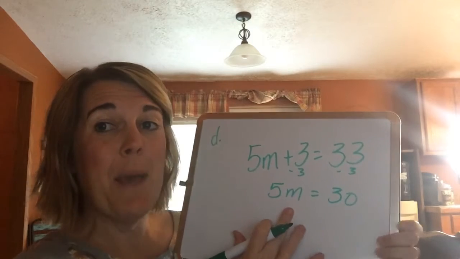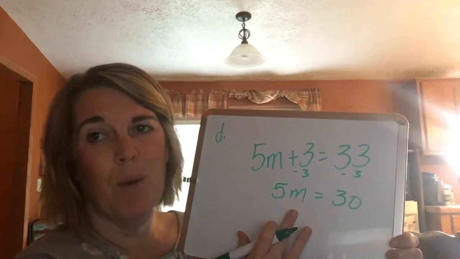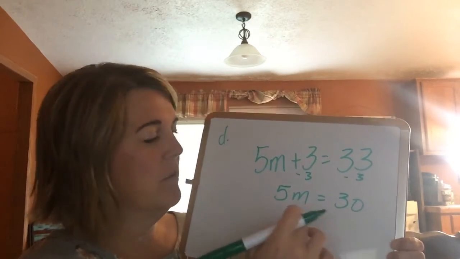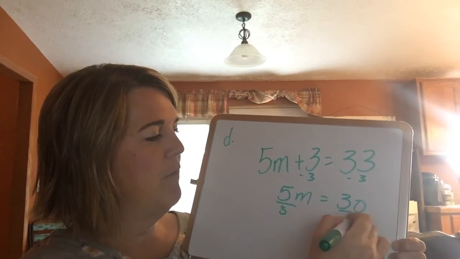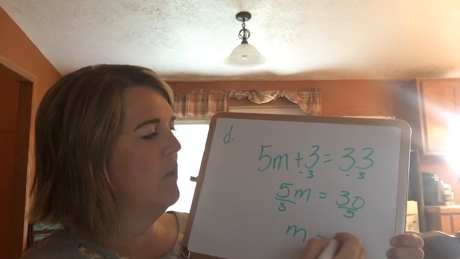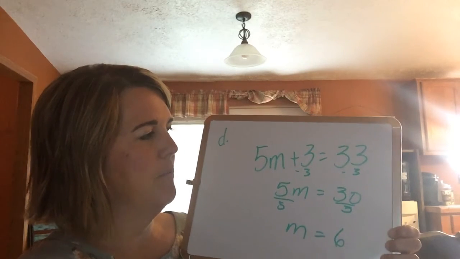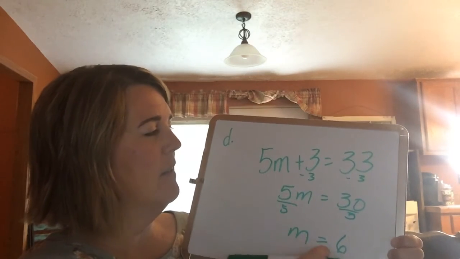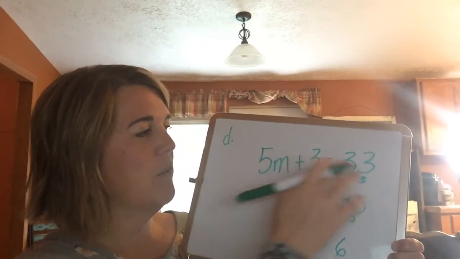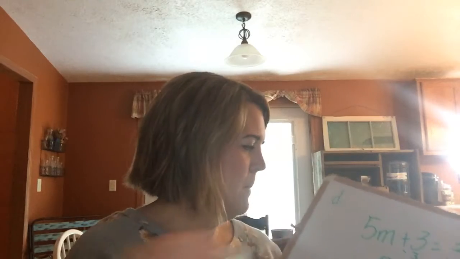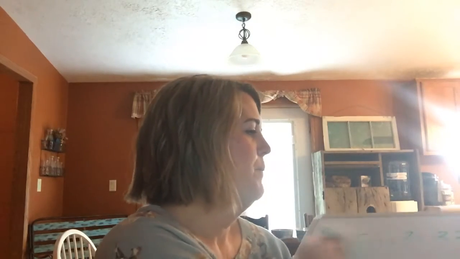Again, I need to get m by itself. That's what I'm working my way towards, to get m by itself. So I divide by 5. Divide by 5, so m equals 6. Put that back in. 5 times 6 is 30, plus 3 is 33, so I got it right. This is not hard if you take it step by step, okay?